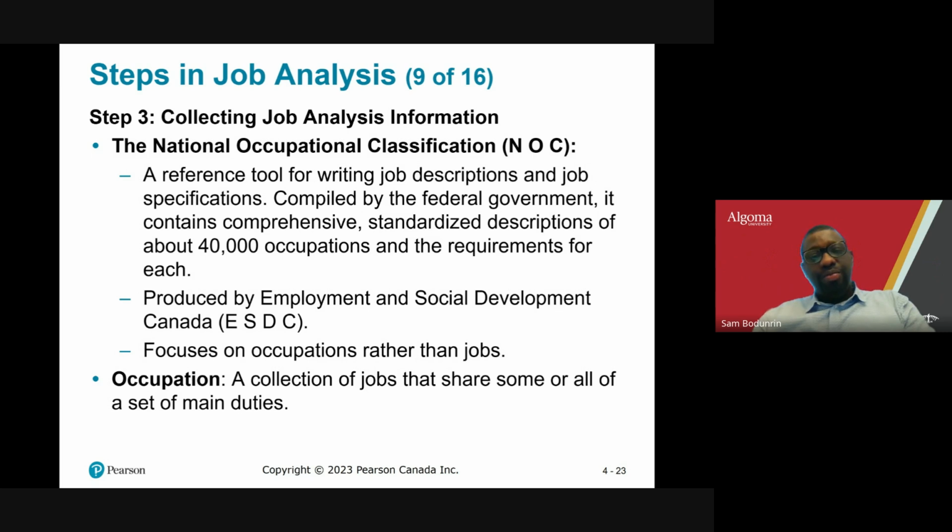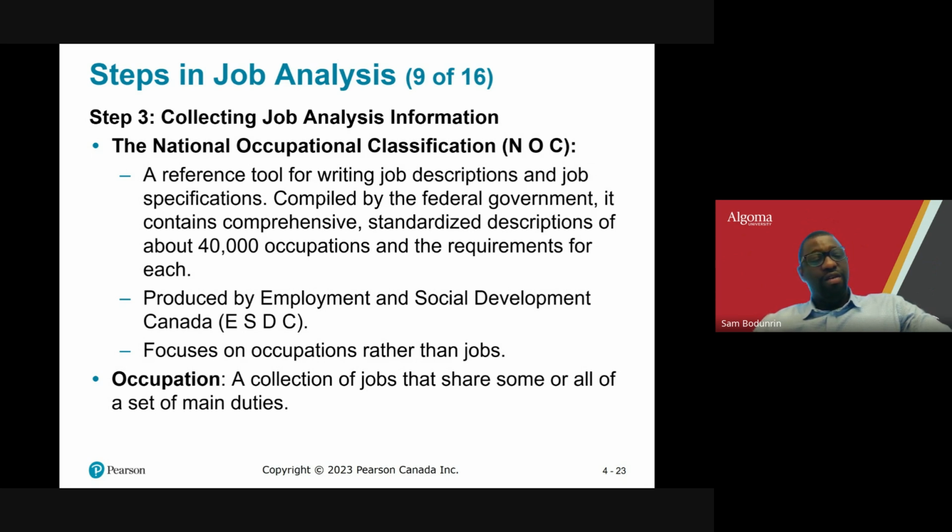So apart from these four areas, which are the primary sources of data collection for job analysis, you can also use a secondary source. One of them is the National Occupational Classification (NOC). It's a federal government website where all the occupations in Canada have been analyzed. So you have the job description, the job certification, everything about the job has been analyzed by Employment and Social Development Canada, ESDC.